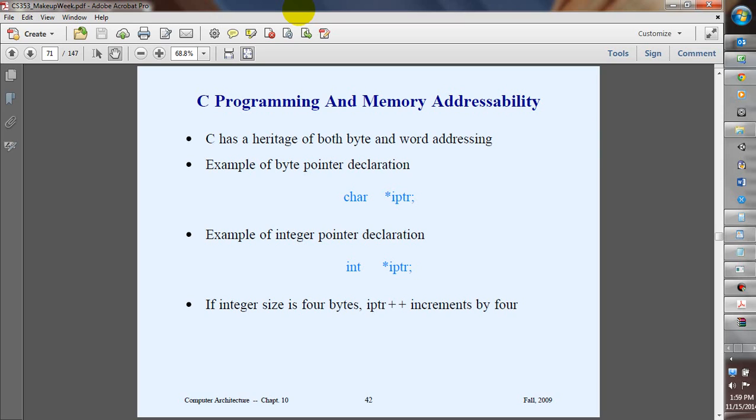So in C, you can actually directly access memory. It's got this heritage basically of allowing for both byte and address and word addressing. So if you want to increment by 4 bytes, you could do an iptr++, and that will increment by 4, because an integer is size 4 bytes.